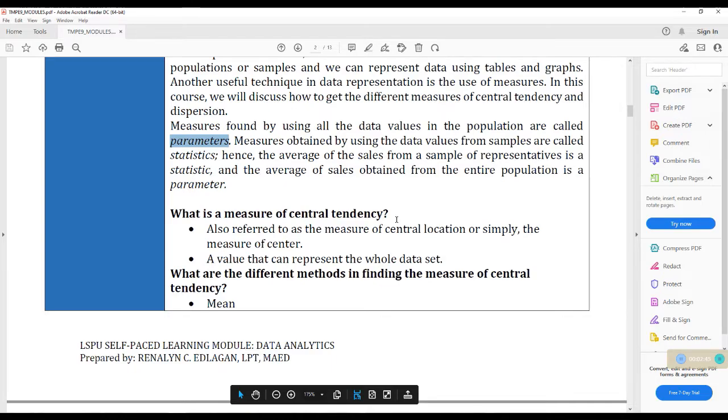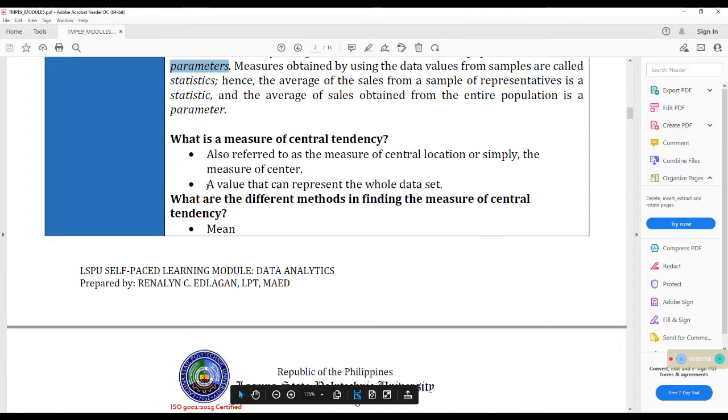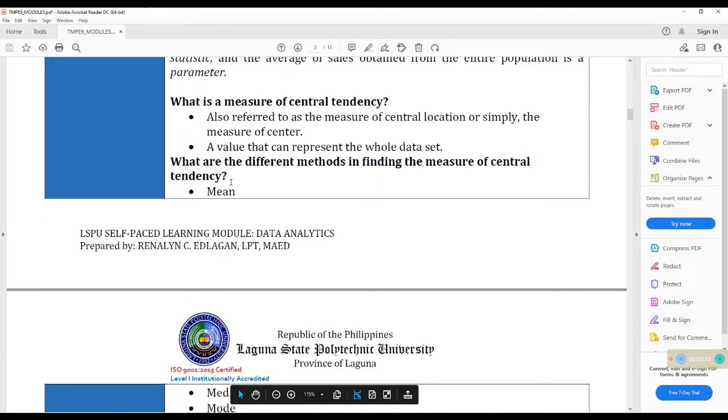So, ang measure of central tendency, it is also referred to as the measure of central location or simply the measure of center. So, hinahanap lang natin yung gitna. So, there are 3 methods on finding the center. We are going to find out all about them later. And also, a measure of central tendency is a value that can represent the whole data set.